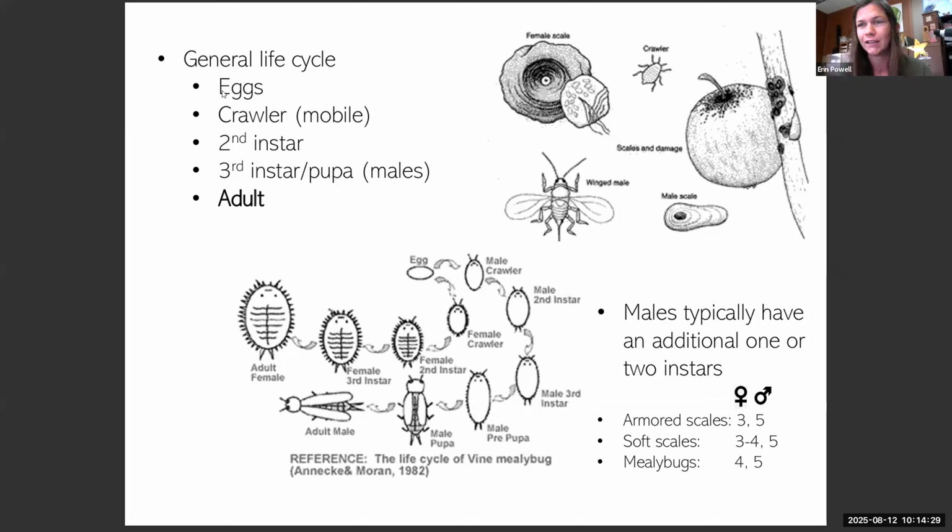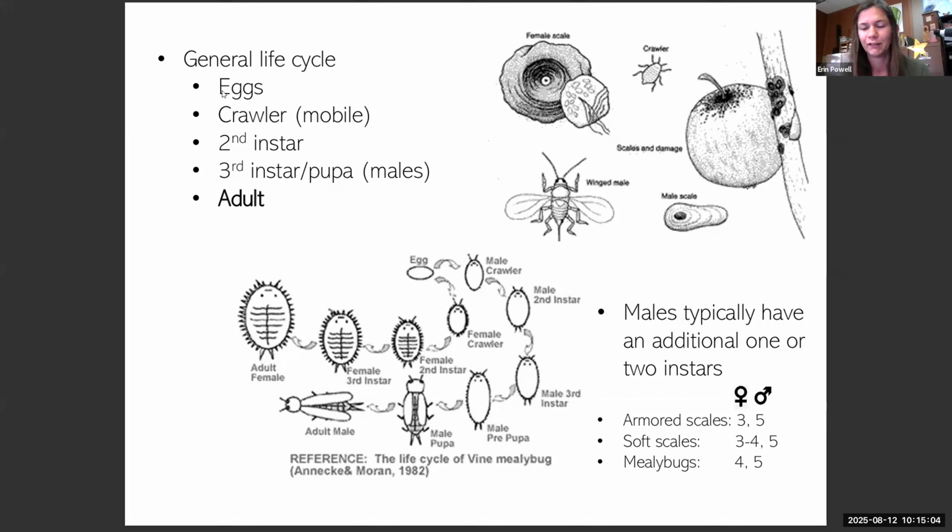The egg will actually hatch inside the female and she will deposit the nymphs onto the plant. Then you have the first instar, which is known as the crawler, and this is the mobile dispersal stage. This is the stage of scale insects that's moving around the most, finding a new place to set up shop and become their feeding site for the rest of their life. By the time you have a second, third, or fourth instar, like for an armored scale, the armored scales actually lose their legs as adults. So once they're settled, they're really settled.